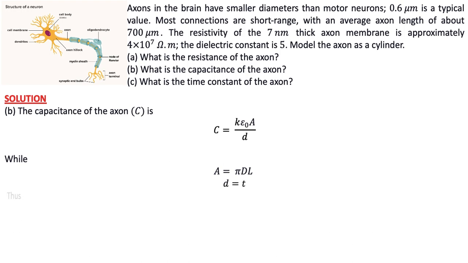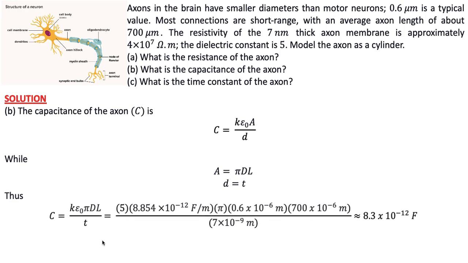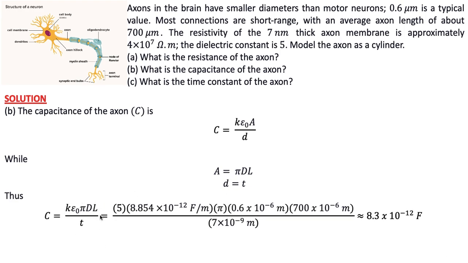So the equation becomes this. Then we substitute the variable values and we get this result. So we can say that the capacitance of the axon is about 8.3 times 10 to the negative 12 farads.